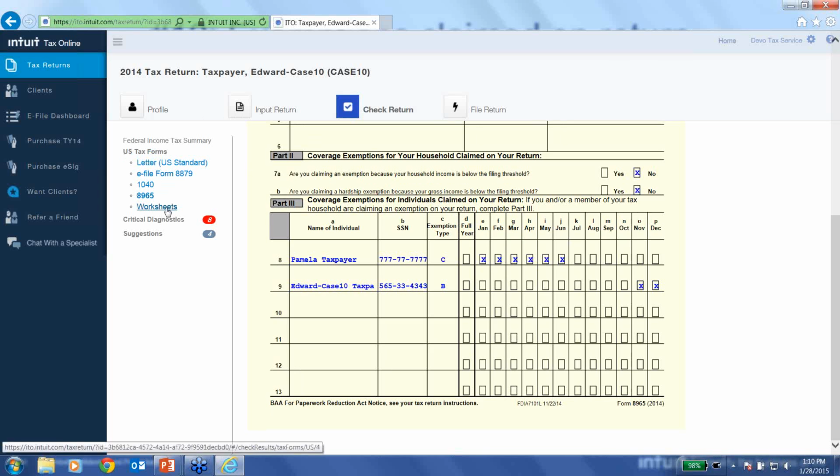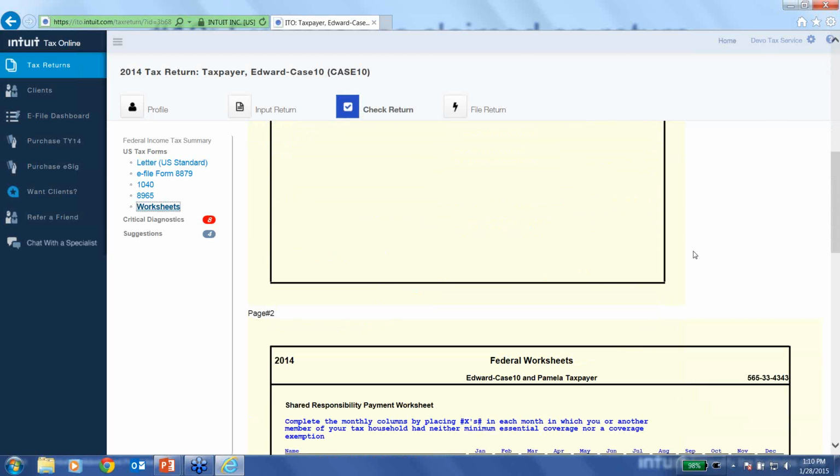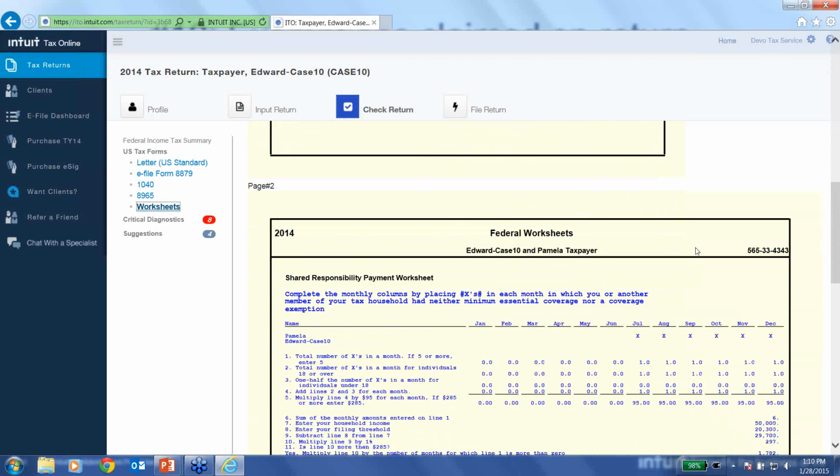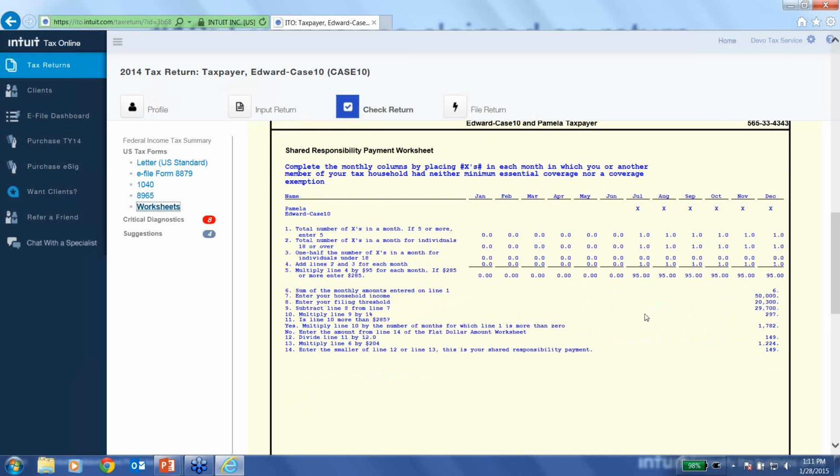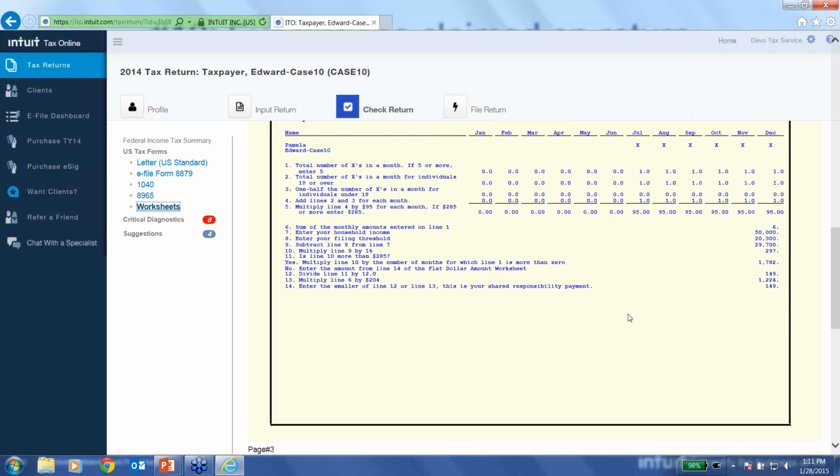So we'll just go over to the penalty worksheet. And we'll notice that Edward does not get hit with the penalty. He had that short coverage gap. So he's exempt for the last 2 months, and then he had coverage the rest of the year. Pamela had an exemption claim for the first half of the year, and then no coverage and no exemptions for the last half. Consequently, she's going to get hit with the penalty for the last half of 2014. Run through the math, it's going to be $149.